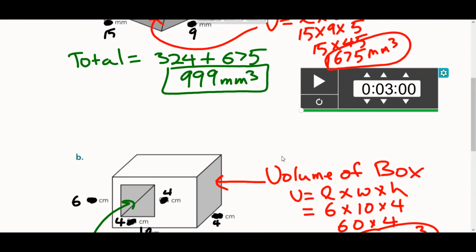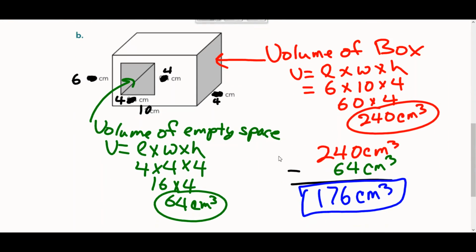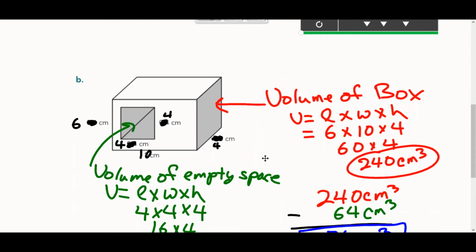All right, this one's a little bit different. You have one like it on your assignment. So if you're watching this video, you are definitely ahead of your classmates. You're getting a little extra help, so good on you. All right? So this box right here has a hole in it, right? It's kind of got some empty space, a tunnel, if you will. So what we need to do is find the volume of this box without that hole in it.